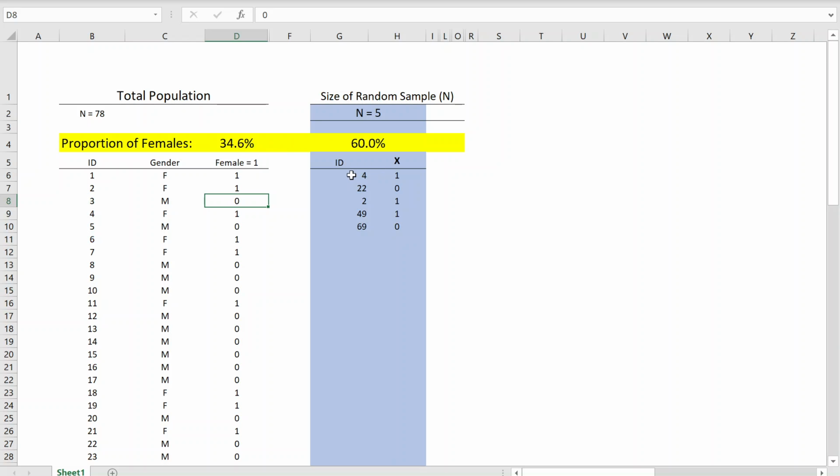What I've done here is take a random sample of individuals using a formula in Excel. If I hit F9, this formula will refresh itself every time. It takes a random sample, and from that number it determines whether they are a male or a female. And up here, we're going to see the proportion of females. Right now, there's a 60% proportion of females.